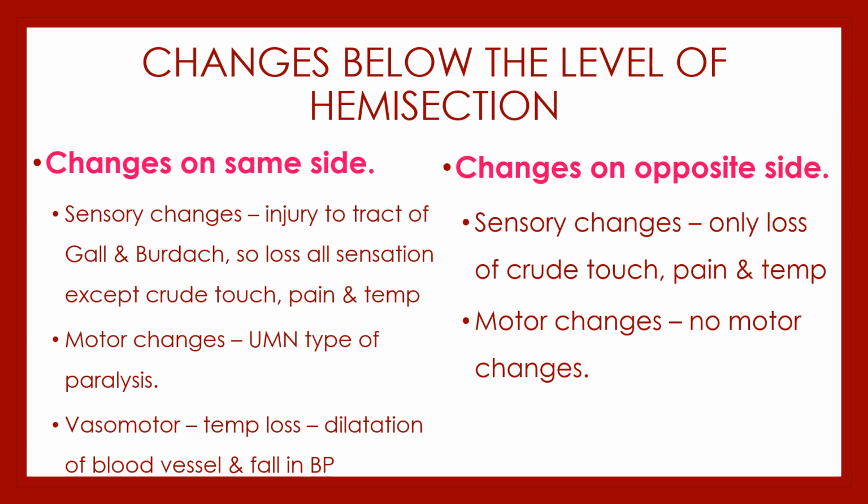And then changes on the opposite side, so sensory changes, so the dissociated sensory loss. So injury to the crossed spinothalamic tract causes the loss of the crude touch, pain and temperature. So all other sensations from the posterior column are preserved. Motor changes, so there will not be any motor changes on the opposite side of the lesion.